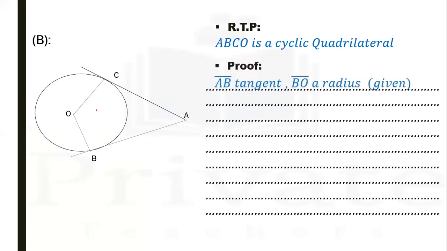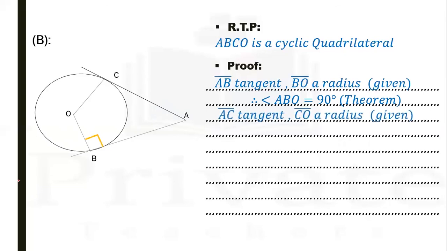To start the proof, again, AB, we said AB is what? AB is a tangent. BO is a radius. Tangent and radius. We know that we have a theorem that says the angle included between the tangent and the radius is equal to 90. Therefore, angle ABO is equal to 90. This angle is equal to 90 degrees.